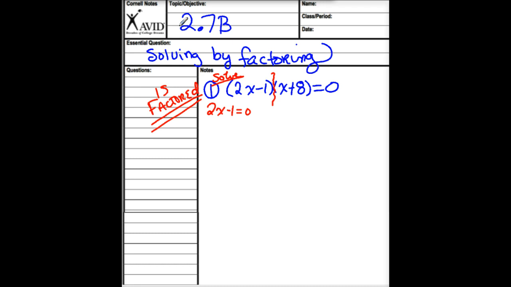If it can't factor, we need another way. And guess what that is? It's the next section. That's my evil laugh, my devil laugh.